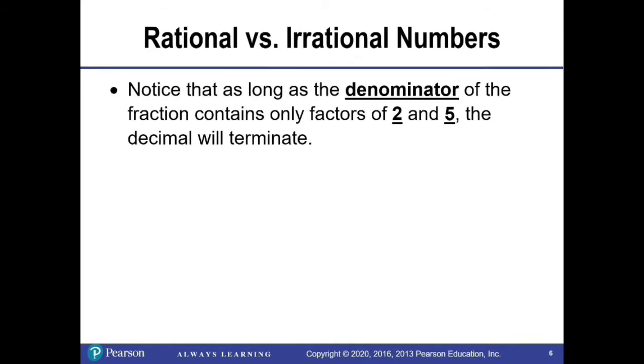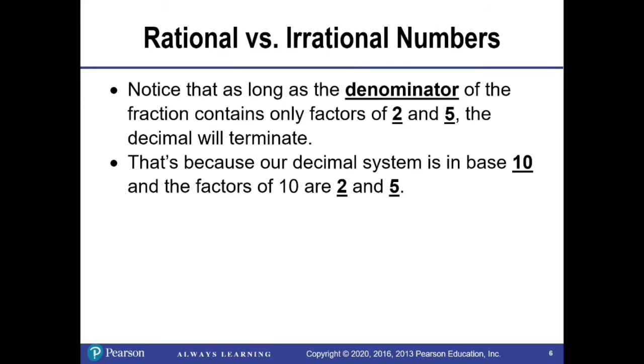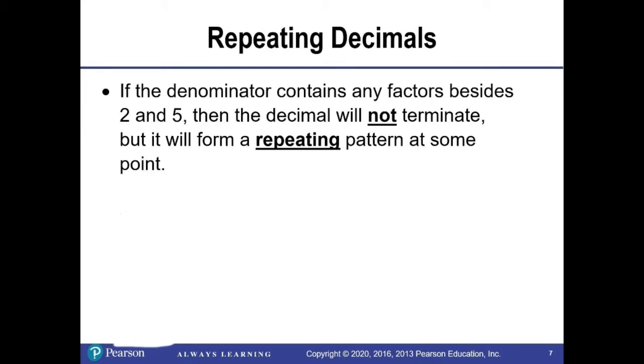Notice that as long as the denominator of the fraction contains only factors of 2 and 5, the decimal will terminate. Now that's because our decimal system has base 10, and the factors of 10 are 2 and 5. Well, what happens if the factors of the denominator are numbers other than 2 or 5? We have a repeating decimal.